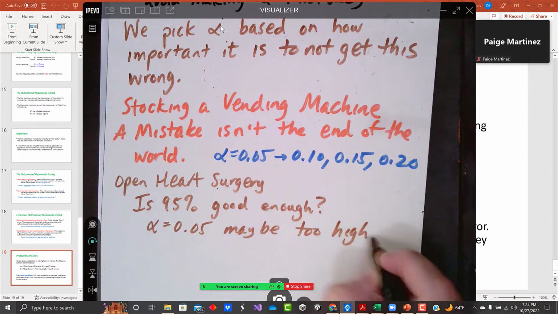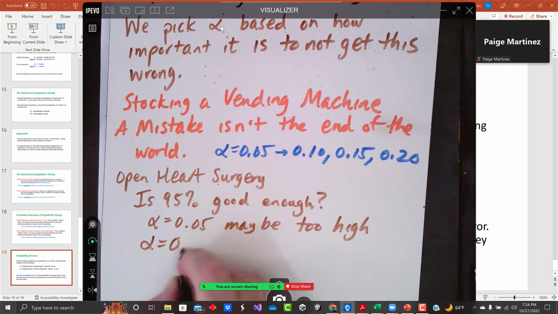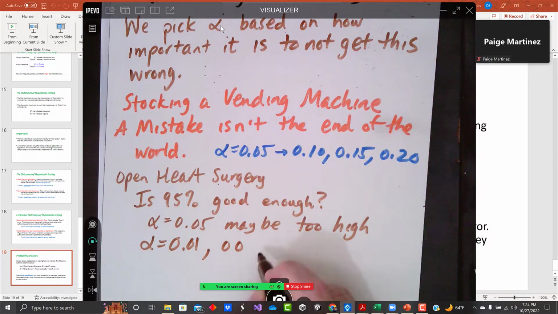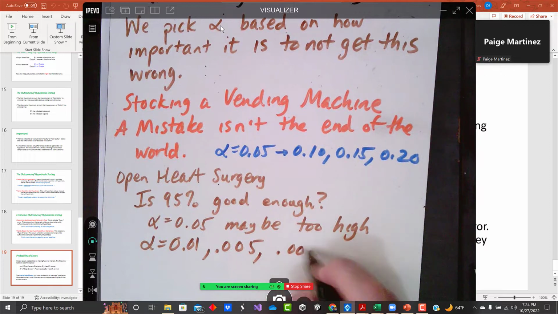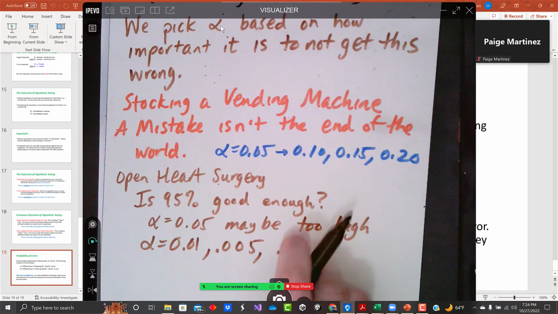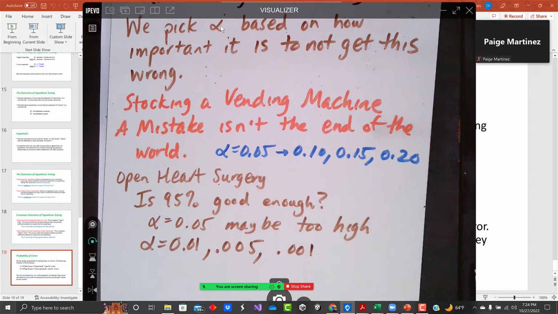For something that's important, you might go downward. 0.01, 0.005, 0.001, something like that. That's the end of 10.1.